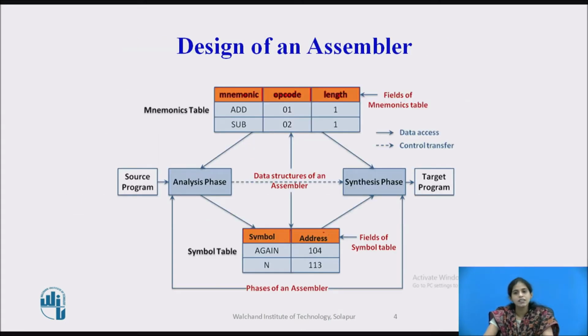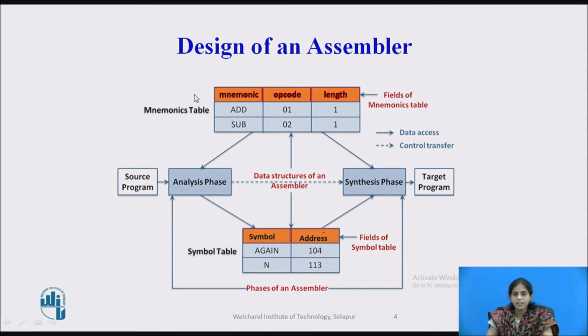Now here we see the design of the data structures used in the assembler, and also the phases of the assembler. There are 2 phases of the assembler, analysis phase and synthesis phase. And 2 data structures are used, symbol table and the mnemonic table. The source program is given as the input to the analysis phase, then it is given to the synthesis phase. Synthesis phase generates the target program. During the analysis phase it generates the symbol table. Basically there are 2 fields in the symbol table, symbol and address.